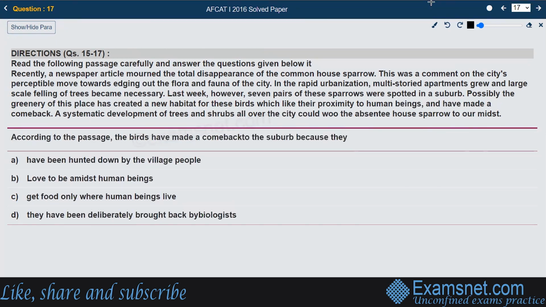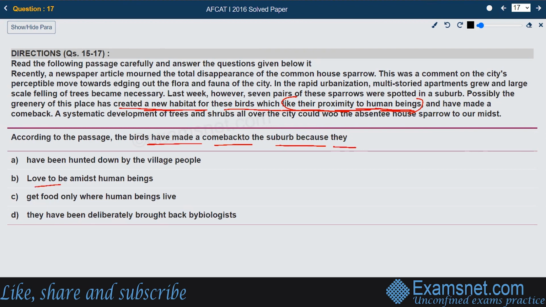Next, according to the passage, the birds have made a comeback to the suburb because, see here it mentions, last week, however, 7 pairs of sparrow were spotted in a suburb. Possibly the greenery of this place has created a new habitat for these birds which like their proximity to human beings. So there is where the answer lies. They like the proximity, or they like to reside close to the human beings. So that should be the answer only, 17th.